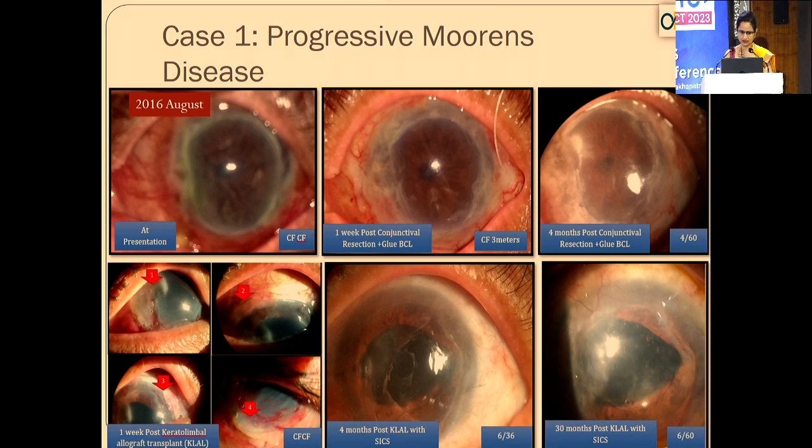This is my first case, based on the reports published by Professor Kinoshita, in progressive Mooren's disease. This patient had very aggressive bilateral Mooren's disease in the right eye. We had already performed a 360-degree cyanoacrylate glue application and a conjunctival resection, and still the disease, in spite of systemic immunosuppression, relentlessly progressed. As you can see in this image, we then proceeded to do a keratolimbal allograft, as you can see over here, and this is his case 30 months post keratolimbal allograft.